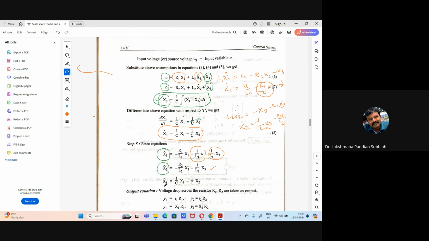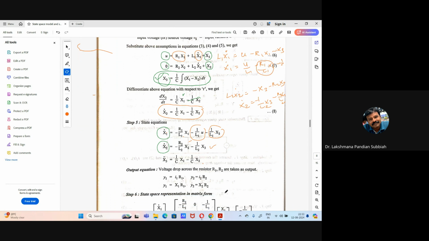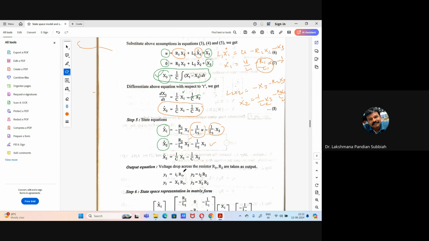Now we have to write it in matrix form. The output is the voltage across the resistances: Y1 equals I1 R1 and Y2 equals I2 R2. Here I is x1, with R1, then x2 with R2. So that is the form.